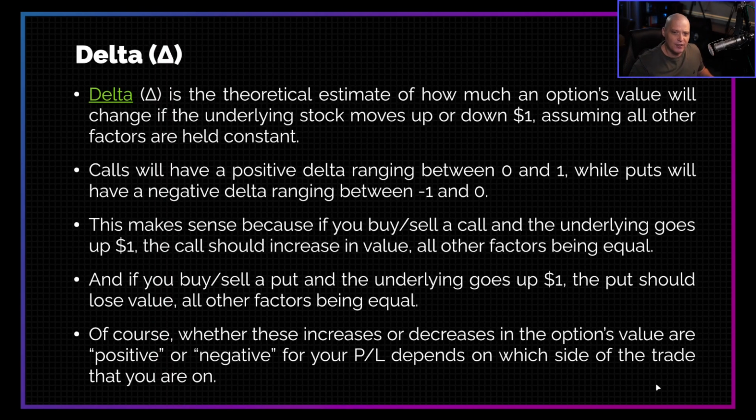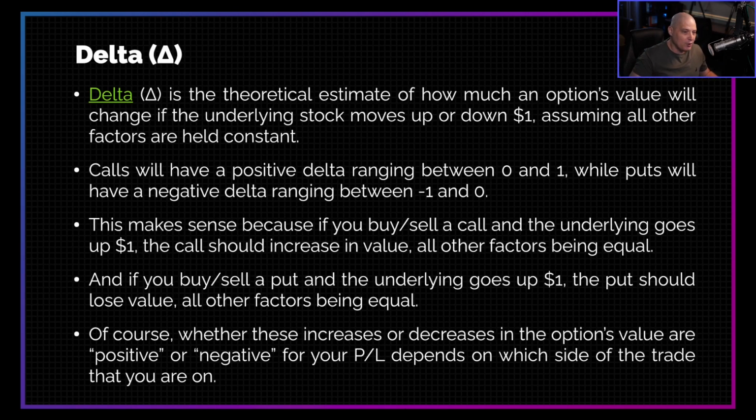But that's just how it's displayed on the options chain. Really, deltas are positive or negative depending on your directional assumption, because when we talk about if you buy or sell a put and the underlying goes up $1, the put should lose value. Well, is that a positive thing or a negative thing? Well, if you bought the put, that's a negative thing. But if you sold the put, that's a positive thing, right?